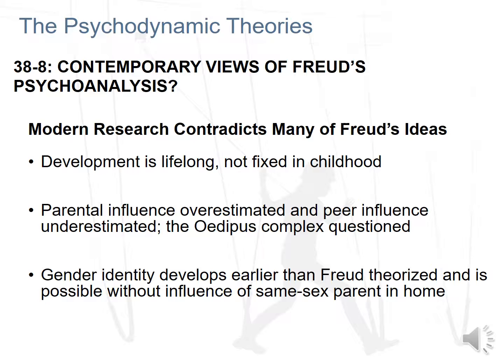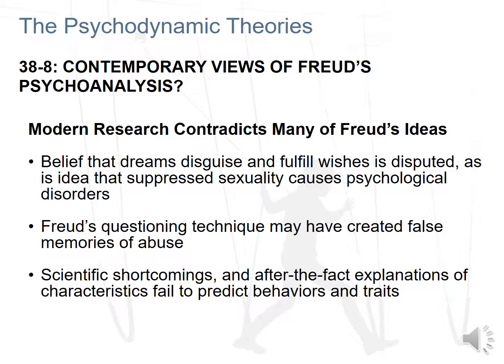Freud overestimated the parental influence, and peer influence was underestimated. The Oedipus complex is questioned, as well as the Electra complex. Gender identity develops earlier than Freud theorized and is possible without influence of a same-sex parent at home. Some other contradictions: Freud believed that dreams disguise and fulfill wishes. This is disputed, as is the idea that suppressed sexuality causes psychological disorders.